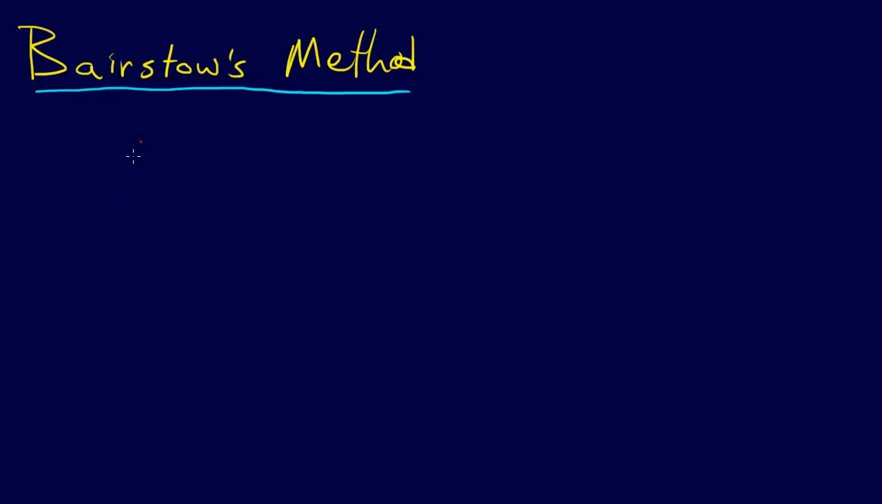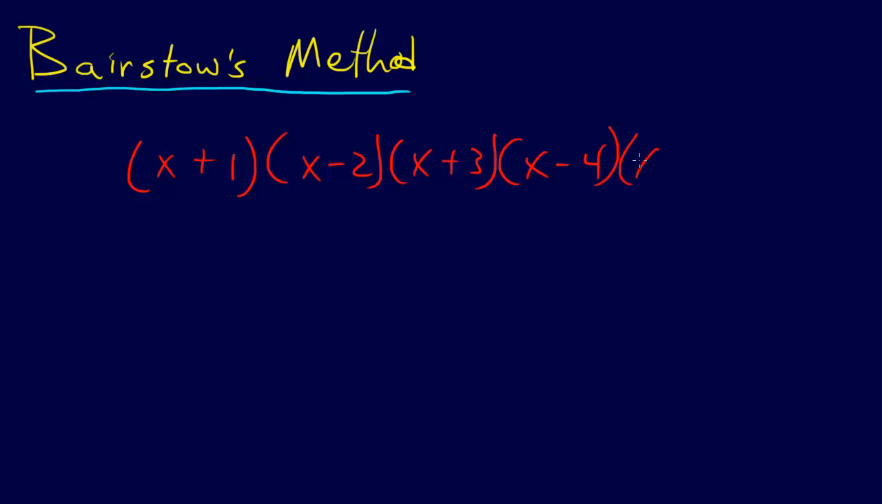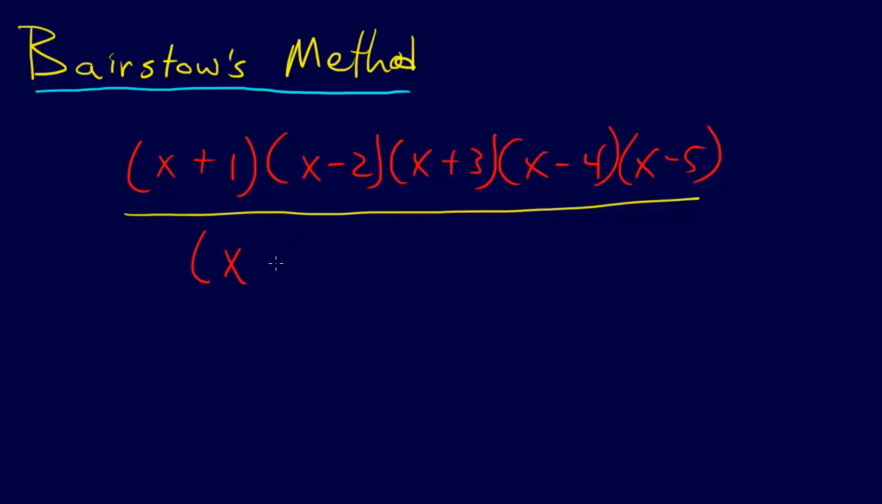So let's say x plus 1, x minus 2, x plus 3, x minus 4, and maybe we'll do x minus 5. How about that? All right. So we have this, and then we could divide it out. I like another color for that. Okay, and we can divide that out by one of the roots. But we don't know what the roots are, right? So let's say we divide that out by x plus something here.